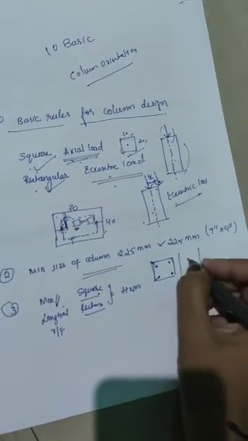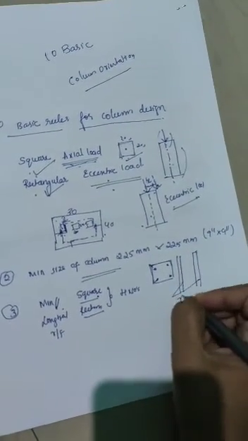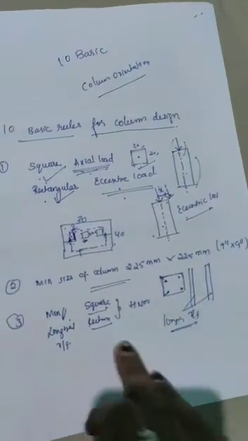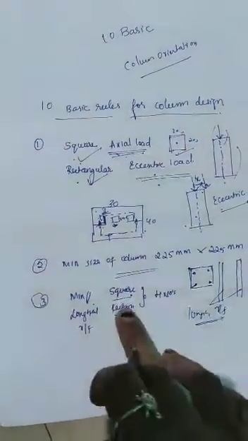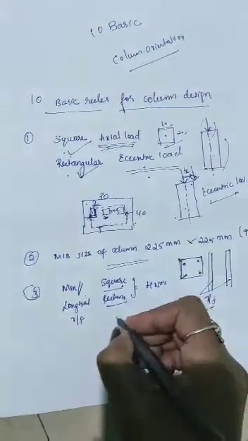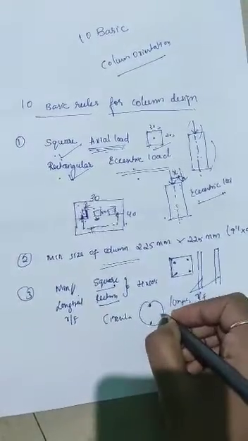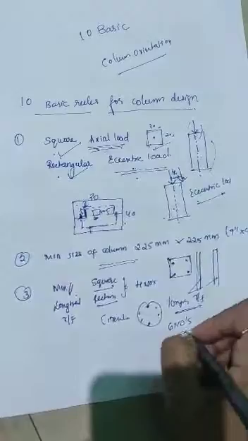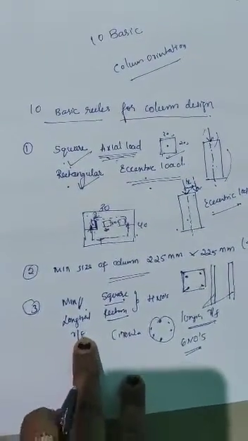In the section, the reinforcement that you see is known as longitudinal reinforcement. So the minimum longitudinal reinforcement for a square and rectangular column is 4 numbers. In case of a circular column, it is 1 2 3 4 5 6, 6 numbers minimum. This is the minimum number of longitudinal reinforcement bars that we need to select.